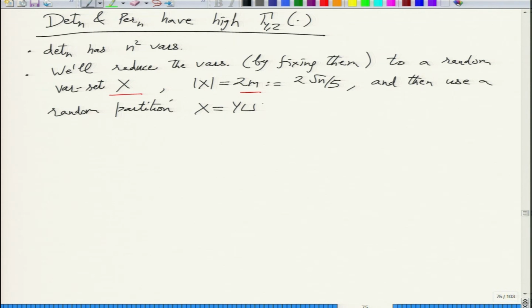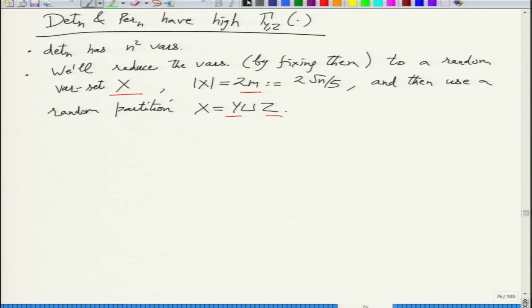So this does not look optimal because we have killed many variables. Ideally, we should have reduced to somewhere around n variables. But for the proof to work, we'll go to square root n. It probably is related to the birthday paradox. So the probabilistic calculations will need square root n. So that's the definition of x, m, and y, z.